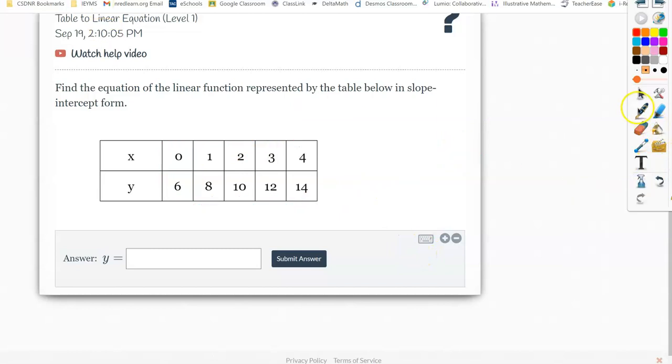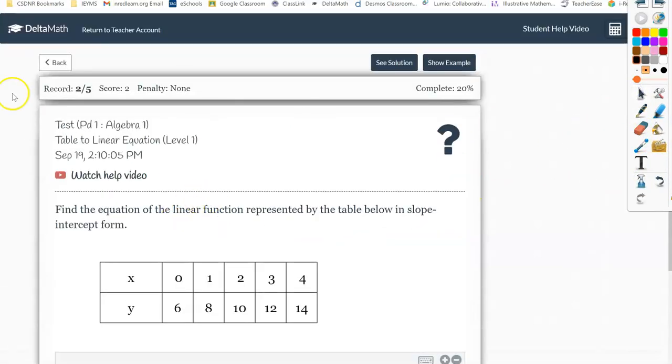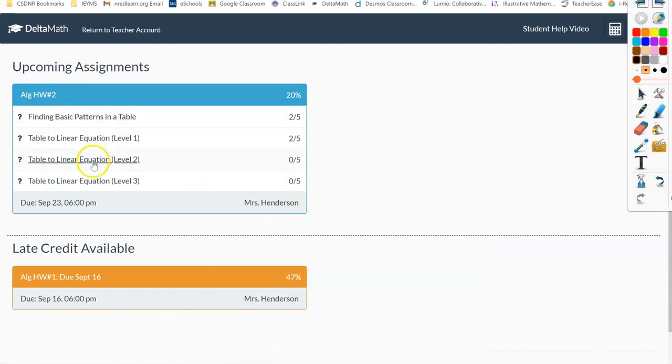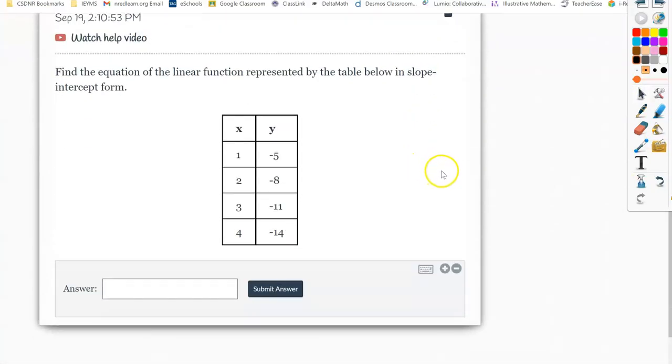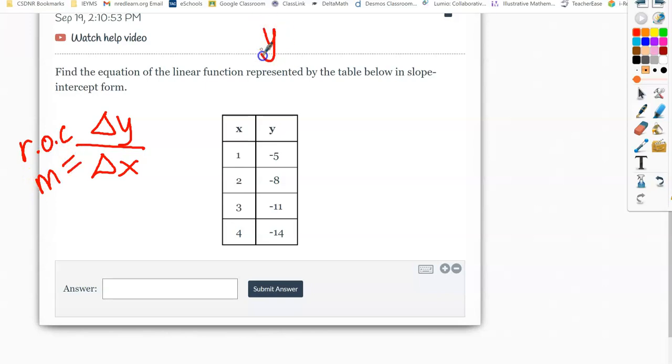So type that in here in the box, and you're all set. All right, let's go back and try lesson 3. Same lesson, a little bit more challenging. Now this time the tables are going the other way, but it is still delta y over delta x is your rate of change, also known as your m value, right? This is our equation, and 2 values need to be erased and replaced.